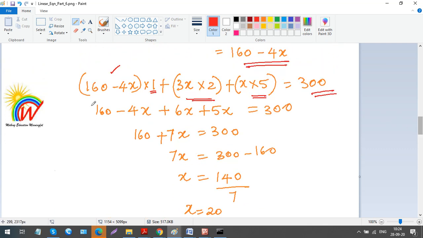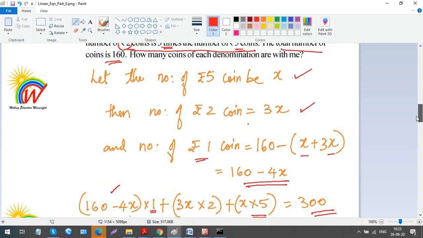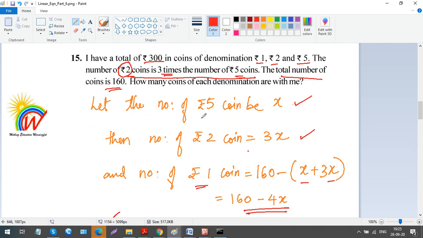So 160 minus 4x and then plus 6x, plus 5x is equal to 300. So you add all these three, you get 7x is equal to 300. Now subtract 160 and you get 140, and divide by 7, so you get x is 20, right? So x is 20, what did we assume x as? Go back and check. We assumed that the 5 rupee coins was x, right?